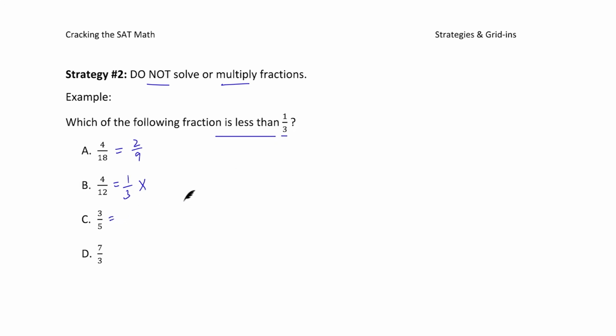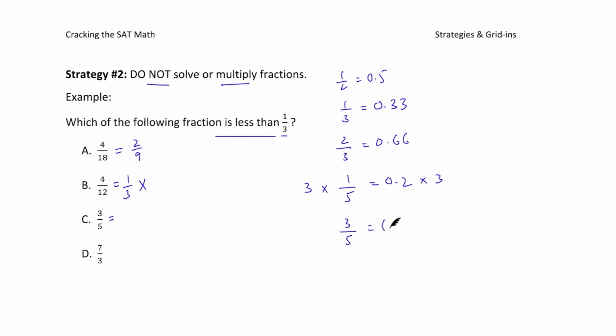Okay, 3/5. There are a couple of fractions that you should know. Like 1/2 is 0.5, 1/3 is 0.33, 2/3 is 0.66. You should know these fractions. Similarly, 1/5 is 0.2. So if 1/5 is 0.2, 3/5 you multiply this with 3. So 3/5 equals 0.6, which is way greater than 0.33. So you can also eliminate this option.